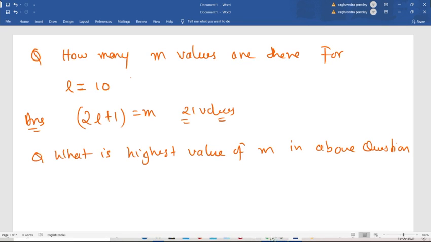Okay, so what is the highest value of N in the above question? 21 values. What is the highest value? 20. Why? Highest value you are not getting here. Yes, 10. Okay.